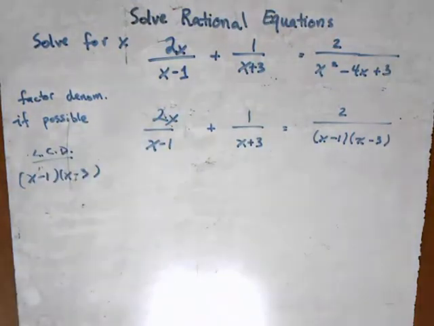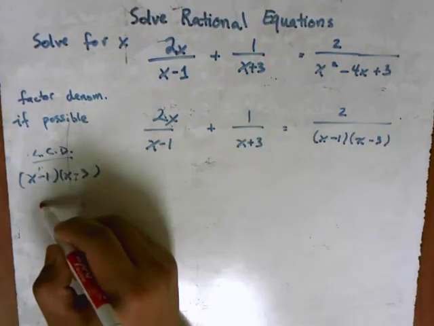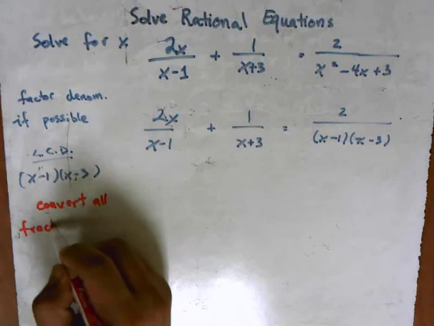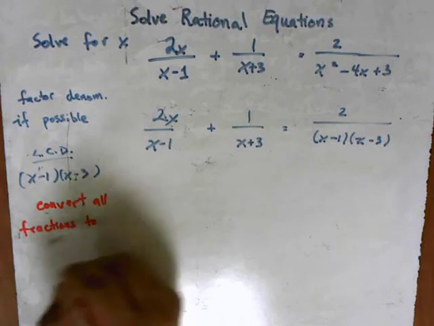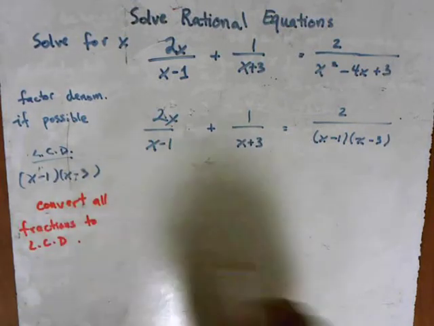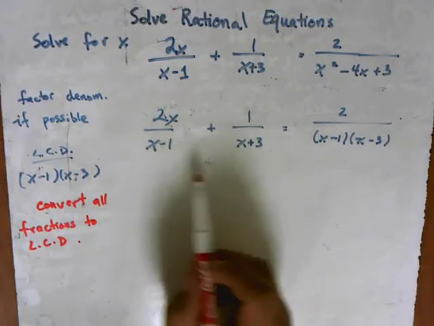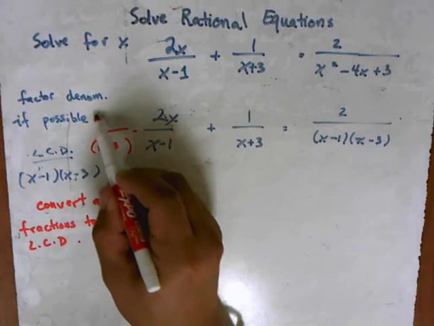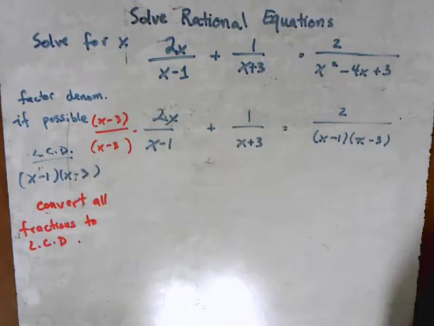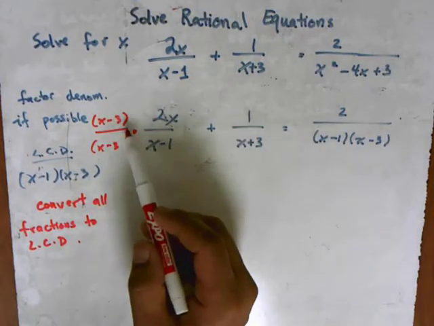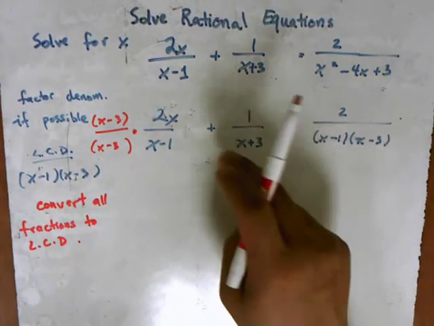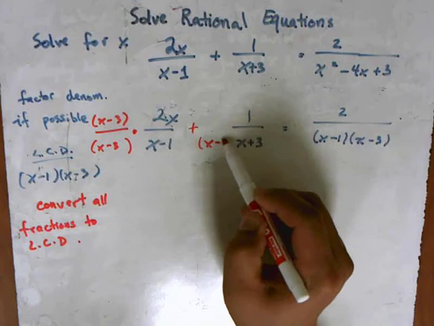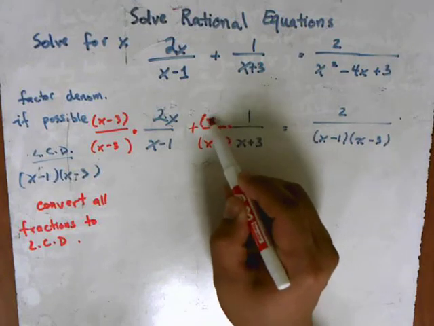And we need to convert all fractions to the lowest common denominator. So for this first fraction, I already have an x minus 1, so I need to multiply it by x minus 3. But to maintain the equality of that statement, I need to multiply it by x minus 3 over x minus 3. And here, let me change this plus sign, go over there, give me some more space. I have to do x minus 1 over x minus 1.